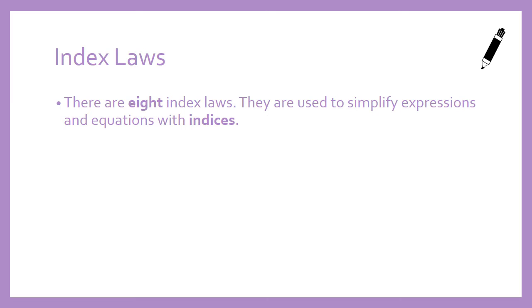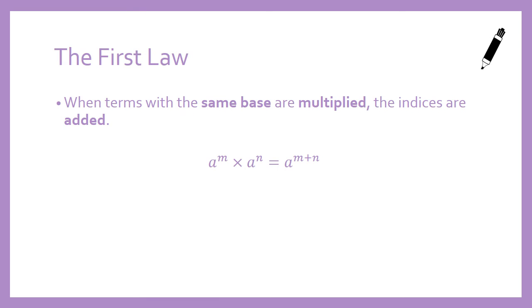So there are 8 index laws, and they're used to simplify expressions and equations with indices. In simplifying, we're reducing the number of terms. And prepare yourself, we're going to write down all 8 index laws. So the first law is the multiplication law. When terms with the same base are multiplied, we add the indices together. So we have both a to the power of m and a to the power of n. We both have a base of a, and we're multiplying them together, so we add the powers together.